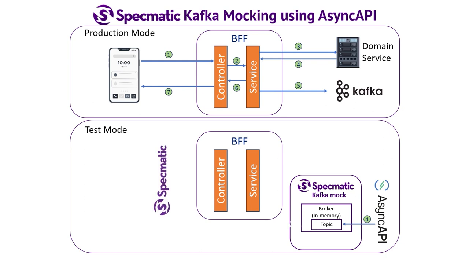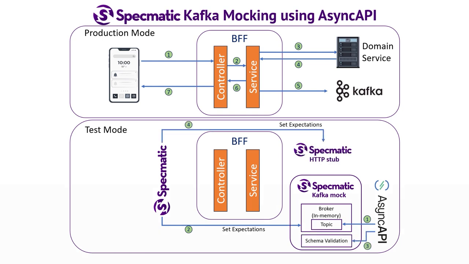Let's say we also use specmatic to run contract tests against the application. First, specmatic must set expectations with the Kafka mock about messages that it will receive. Then it must set expectations on a specmatic HTTP stub that has the OpenAPI specification of the HTTP dependency. You can learn more about contract testing and HTTP stubbing with specmatic in other videos. Finally, specmatic uses the application's OpenAPI specification to run contract tests against it.